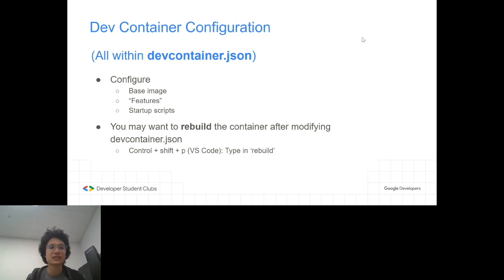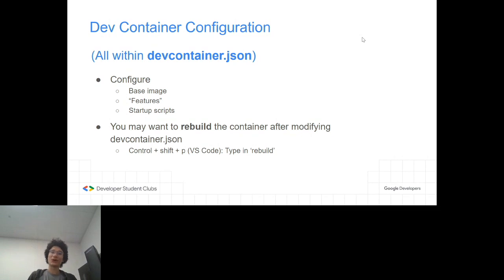You can also configure something called features. Features are a dev container specific thing, and they are little add-ons people make, usually Microsoft, that you can stick into your container. And lastly, you can do stuff like startup scripts. Say you want to run apt update, which is a Linux command. Then you can just stick that in a startup script and it'll run it all the time.